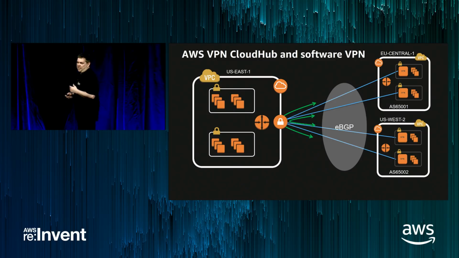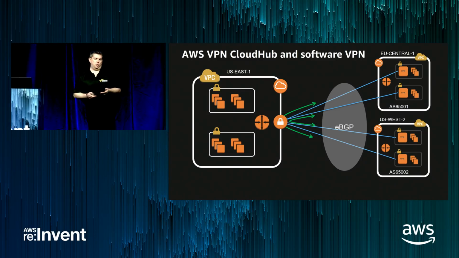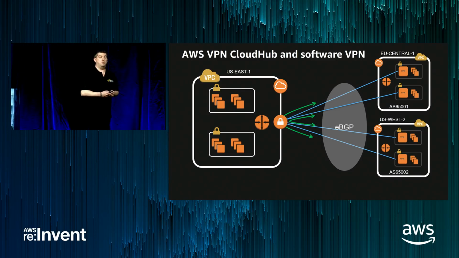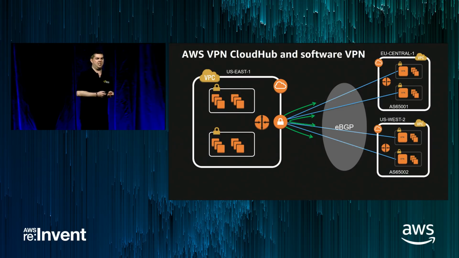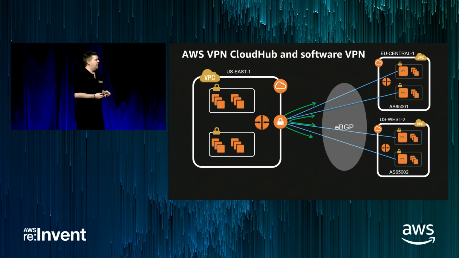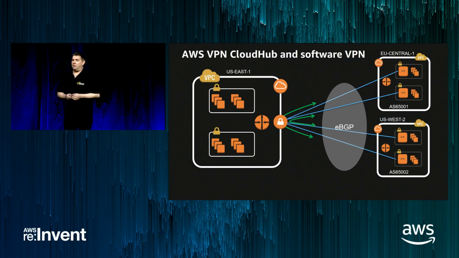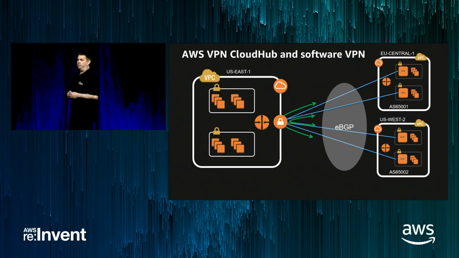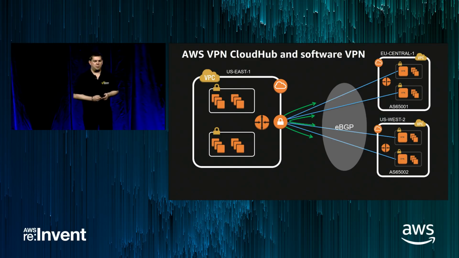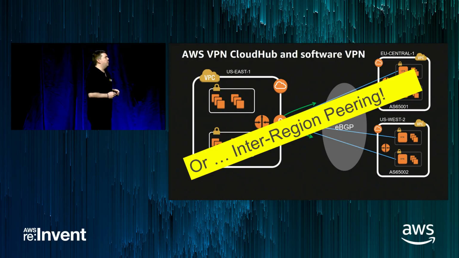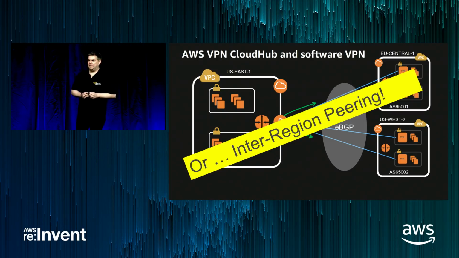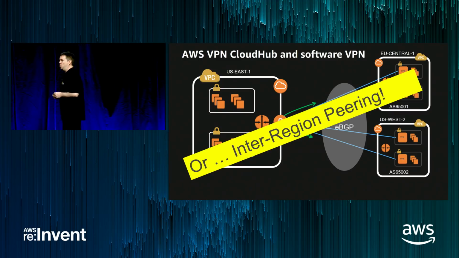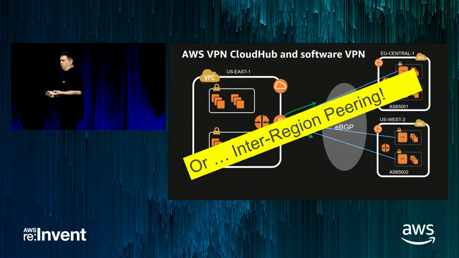Now, the next step here is that you could, of course, deploy software VPN instances in multiple AWS VPCs in multiple regions and use the virtual private gateway to pass traffic between them. But after our announcement last night, I think I would just use the inter-region peering. So now you can build peering connections between 2 VPCs in different regions.